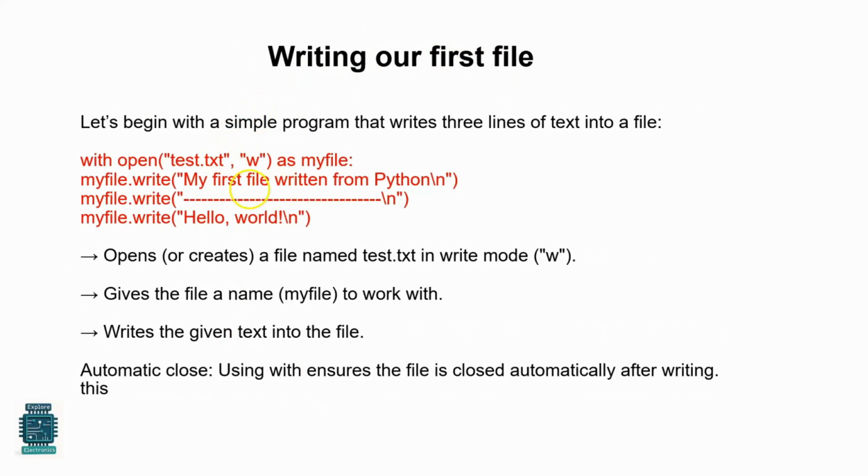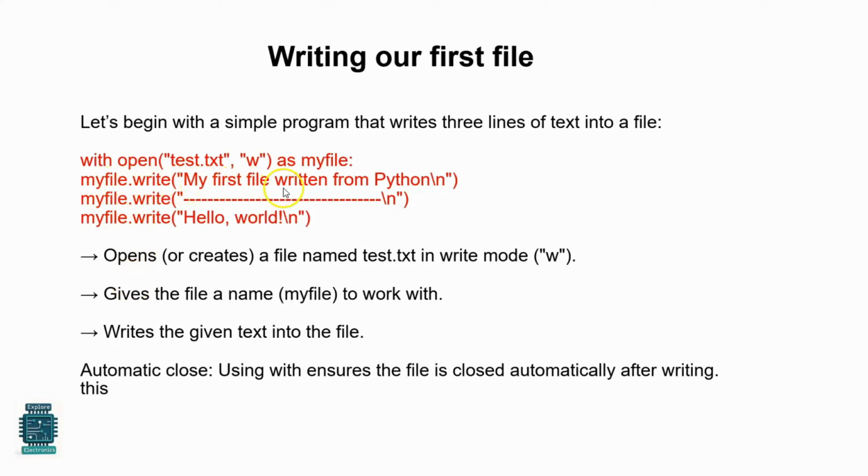After that, writing our first file. Here we have a simple program that writes 3 lines of text into a file. Let us see. With open, it will open or create a file. The name is test.txt. W means write mode. We are selecting the write mode. If I give R, it will be read mode. Clear?